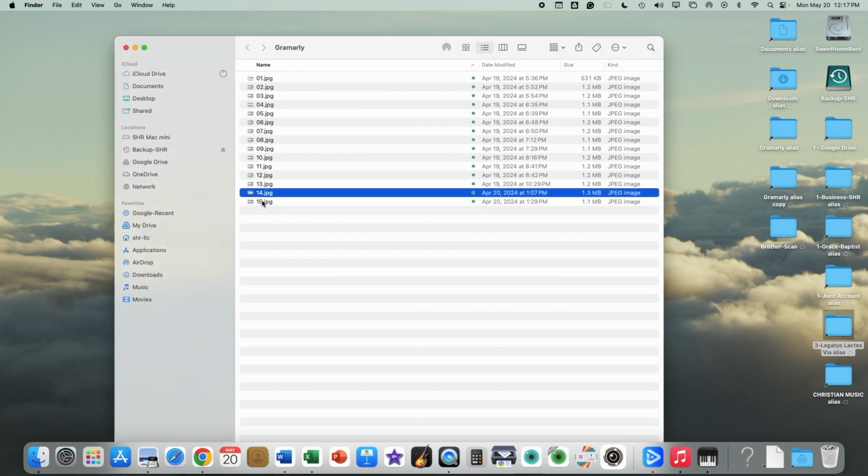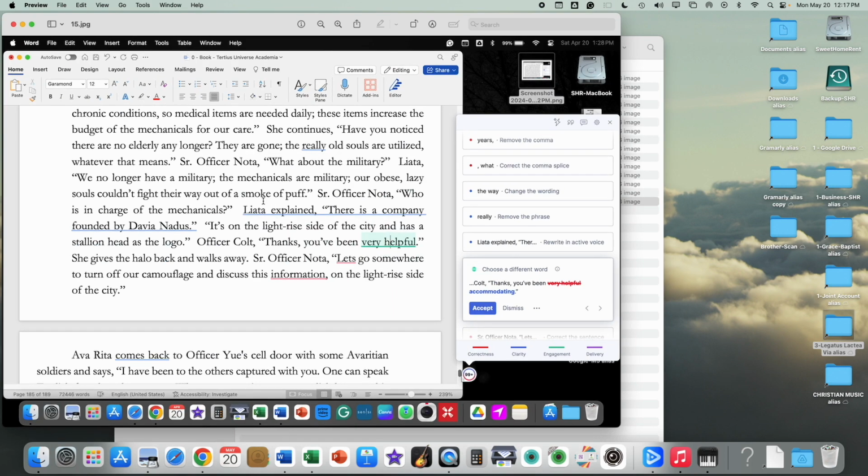Okay, number 15 here. We'll move on. Here we have one where, because I'm not using the words east and west, since I'm sure there's no east and west on alien planets, they use different language. They call it the light rise side of the planet for what we would call east. And here we have this: Lydia explained that this is a company founded by Davianatis. It's on the light rise side of the city and has a stallion head as the logo.